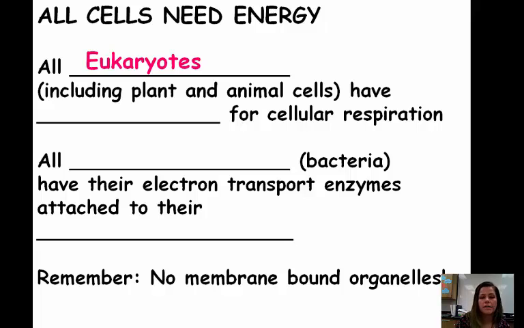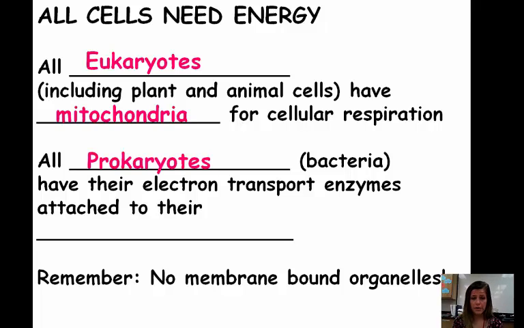So all eukaryotes, that includes plants and animals, have mitochondria for cellular respiration. All prokaryotes, bacteria, have their electron transport chains or enzymes attached to their cell membranes. Because remember, prokaryotes have no membrane-bound organelles, but they still go through cellular respiration. And that's it for this chapter.